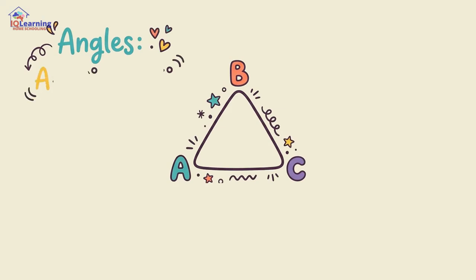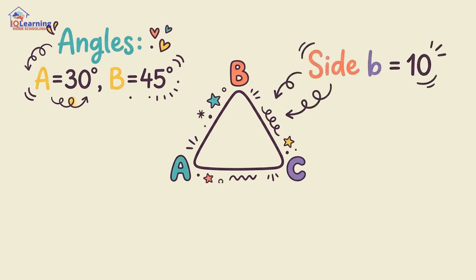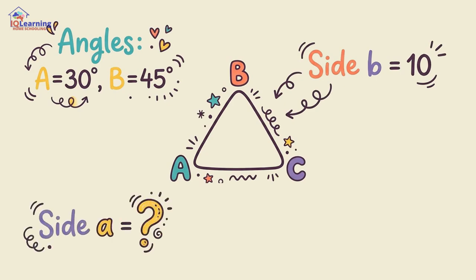Label angle A as 30 degrees and angle B as 45 degrees. Then place side B opposite angle B and label it 10. Leave side A opposite angle A as the unknown. That opposite relationship is extremely important.